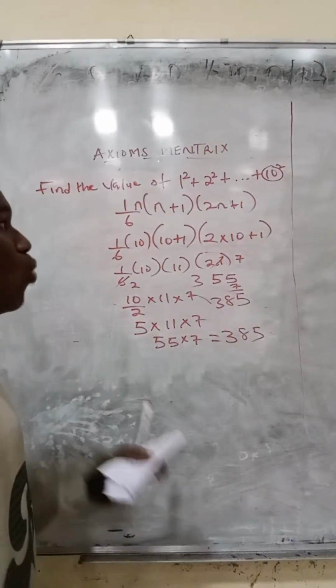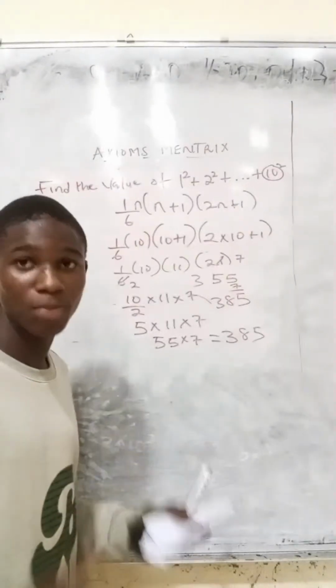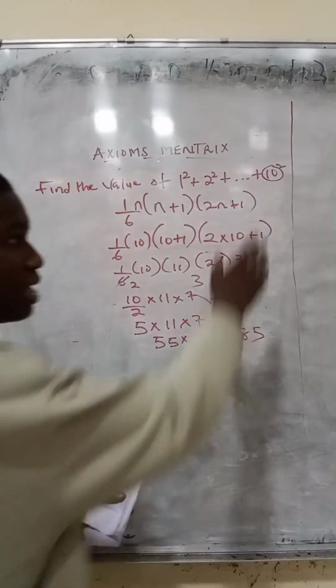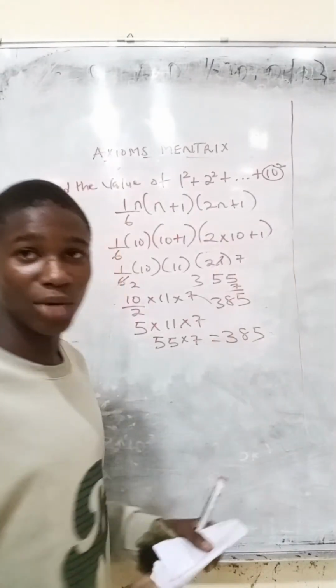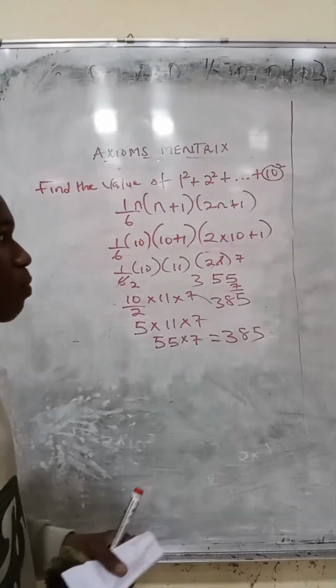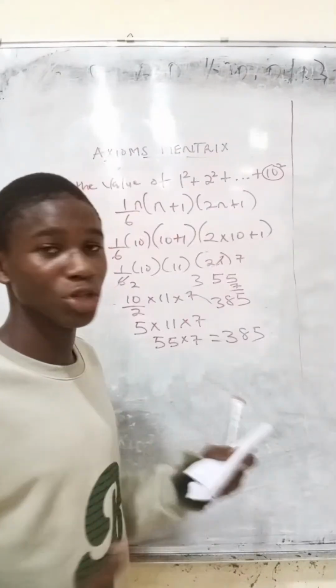So the answer for this is 385. So now what we are just trying to tell you is that when you add 1 square plus 2 square plus 3 square plus 4 square till you get to 10 square, you are going to be getting 385. So these are all the questions that we are going to be solving today.